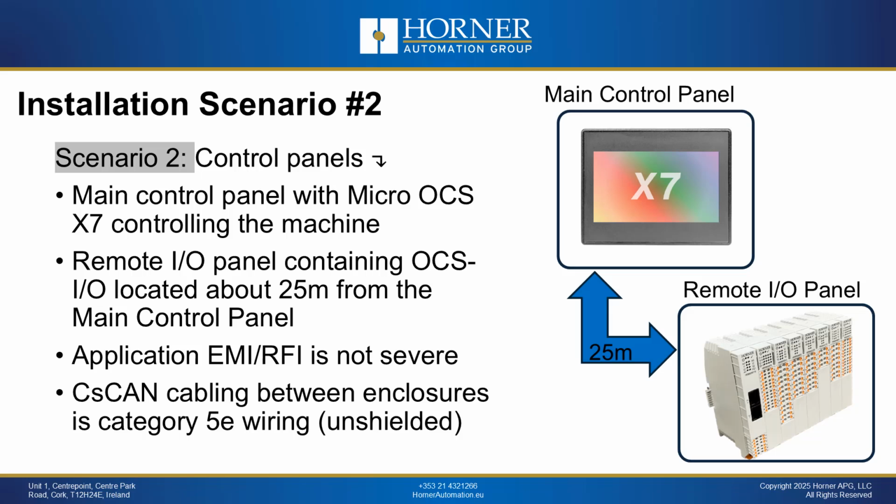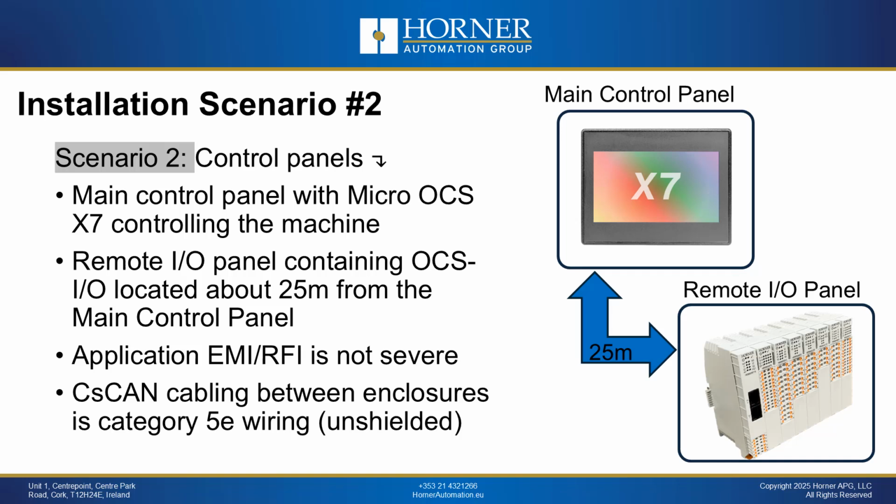Now for our next scenario, we have got a little more complex situation. This time we have 2 control panels: a main control panel housing the micro OCS X7, which is controlling the machine, and a second control panel with the OCS IO installed that is located remotely, closer to where the sensors and actuators are located, providing the IO capacity for the machine.